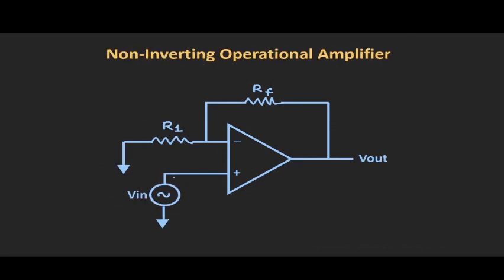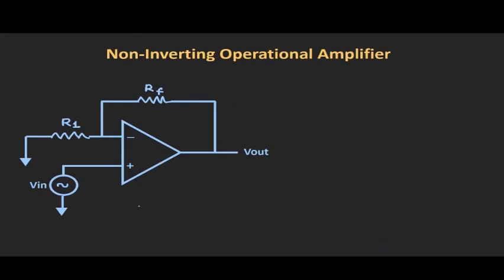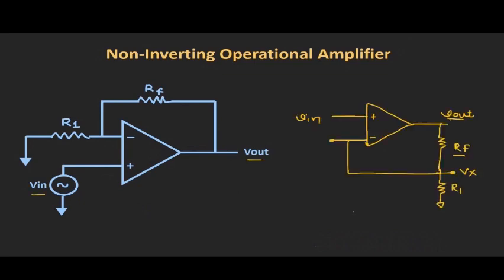So let's say we have applied the input to this non-inverting terminal and we have grounded this inverting terminal. So this kind of configuration is known as the non-inverting OpAmp configuration, because here the output and input are in phase. So now for this configuration, let us find the relation between this output and the input voltage. Before we find the relationship, let me redraw the same circuit so that you can have a better idea about the circuit. So here I have redrawn the same circuit in a different way.